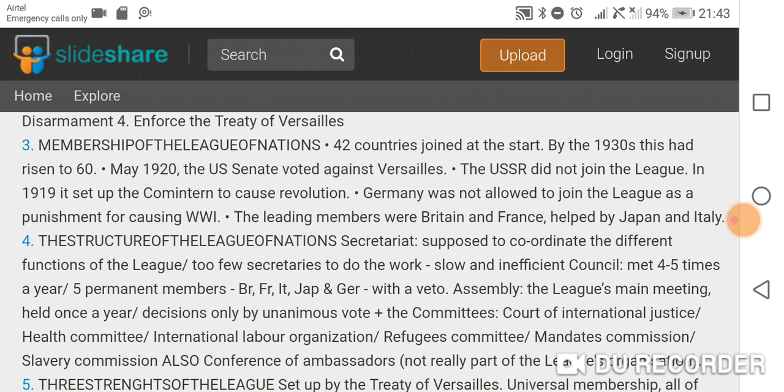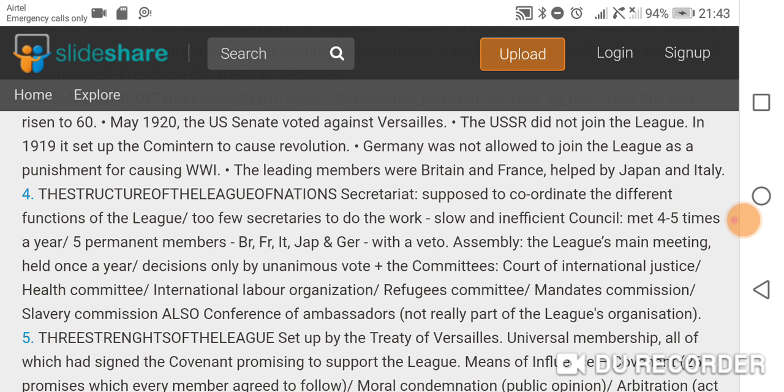And then we'll quickly move on to the structure of the League of Nations. So the League of Nations was made up of the Secretariat. There was also the Council, the Assembly, as well as the committees. And we'll just quickly go into each of these four. So the Secretariat was supposed to coordinate the different functions of the League. Unfortunately, there were too few secretaries to do the work, and as such, it was slow and inefficient.